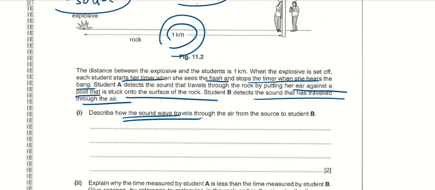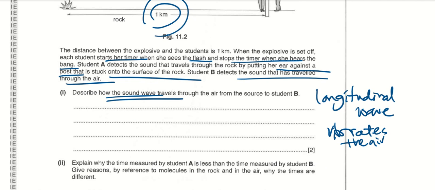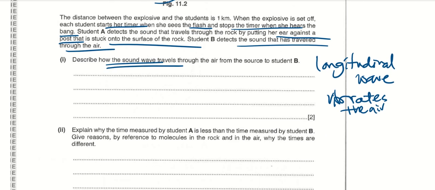They want this first, and this is an answer that you can memorize. How is sound traveling through the air? So what are the keywords that you need to have? It's a longitudinal wave. What else? It vibrates the air around it. I always say solid particles vibrate, but over here you can say it vibrates the air particles around it.